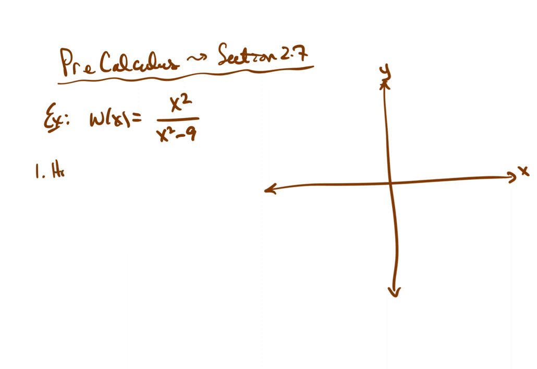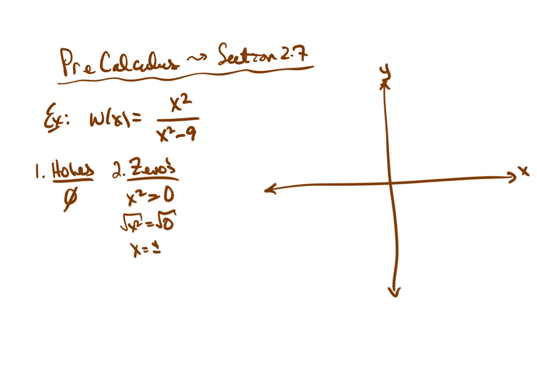Step number one. We check for holes, and I think this one's pretty obvious that there's going to be nothing that factors and cancels, so we're not going to have any holes. Number two, we're going to have zeros anywhere the numerator is equal to 0, so we set the numerator equal to 0 and solve. To get rid of a power of 2, we take the square root of both sides. Normally, when we take the square root, we'd get plus or minus, but plus or minus 0 is exactly the same thing. So we're going to have a 0 at 0. So I'll put a dot there at 0.